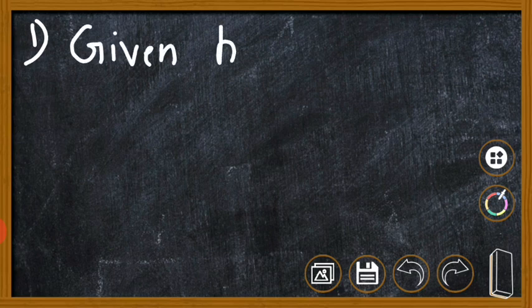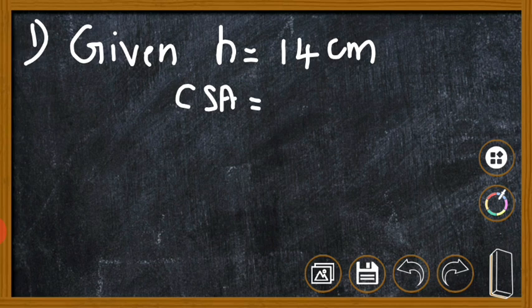What is the first question? The curved surface area of a right circular cylinder of height 14 cm is 88 cm square. Find the diameter of the base of the cylinder. So height is given. Height is equal to 14 centimeter. And also it is given that the curved surface area, CSA, is 88 centimeter square.